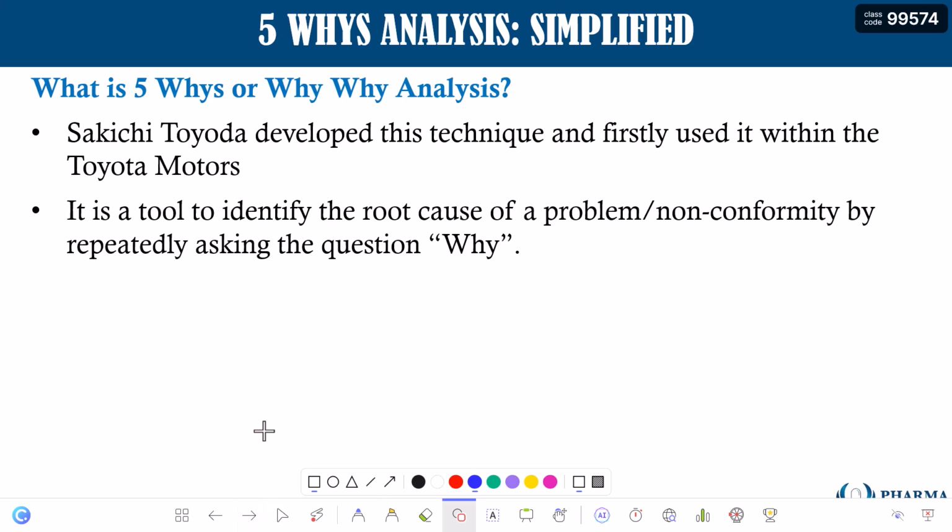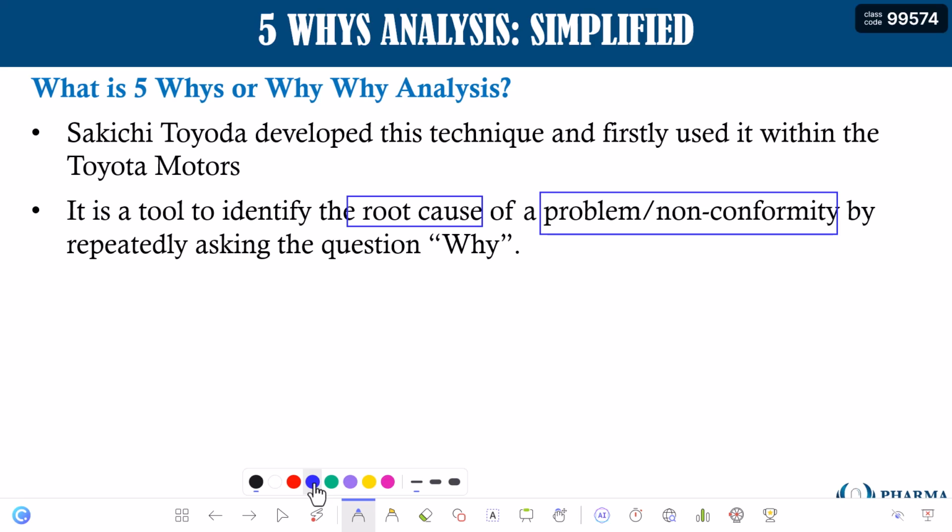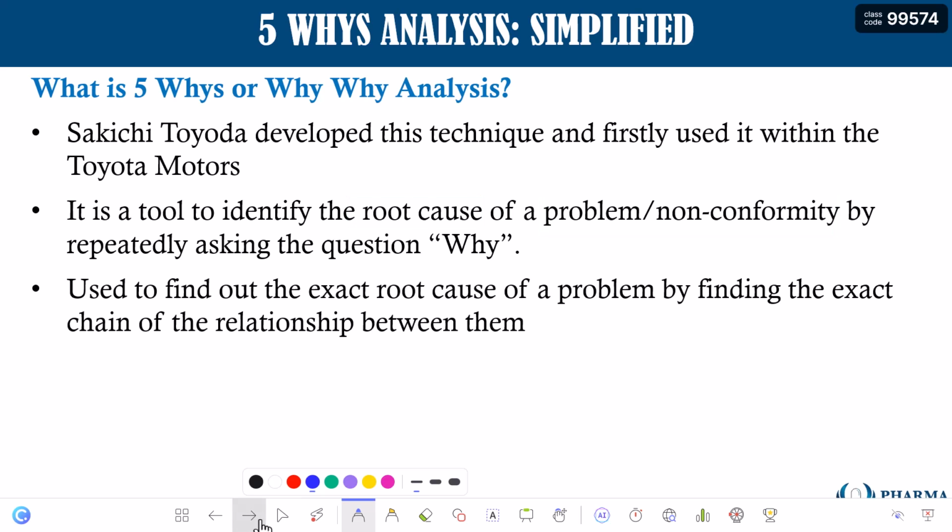So it is a tool to identify the root cause. You can identify the root cause for a given problem or a non-conformity by repeatedly asking the question why. The first important principle behind using this tool is that you have to begin your question with only the word why. You cannot start the questions with what, how, when, where, something like that. You have to begin the questions with the word WHY. That is the first important point.